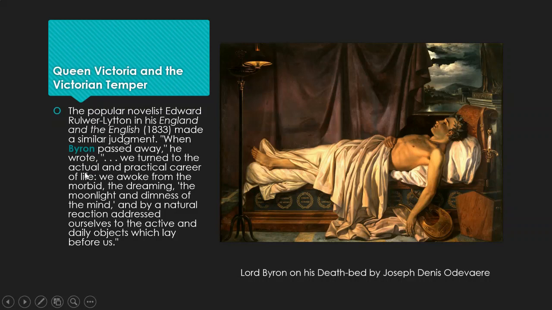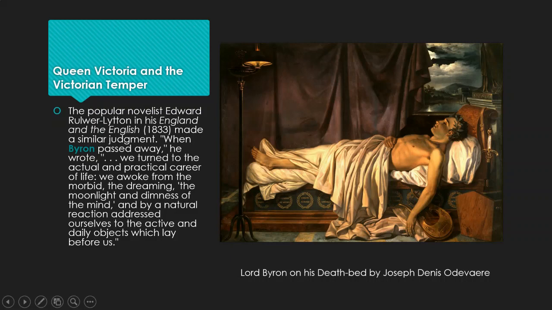When Byron passed away, he wrote, "We turn to the actual and practical career of life. We evoke from the morbid, the dreaming, the moonlight and dimness of the mind." He's referring to the romantic imagination, and by a natural reaction addressed ourselves to the active and daily objects which lay before us. So we can say the movement from Romanticism to the Victorian era is like the movement from internal to external, from the individual to the society, from romanticism to realism.